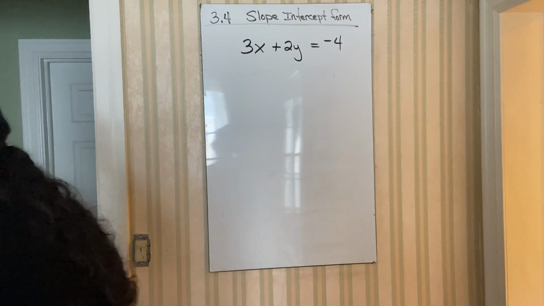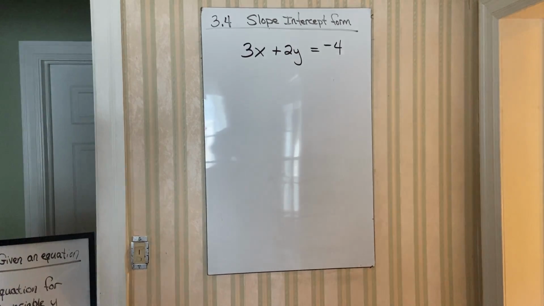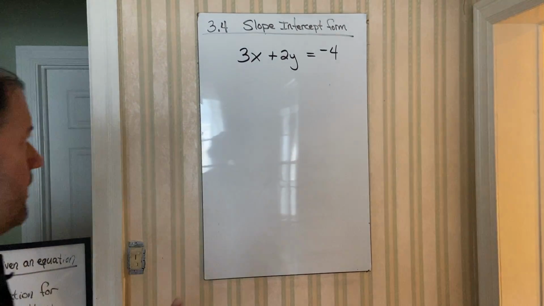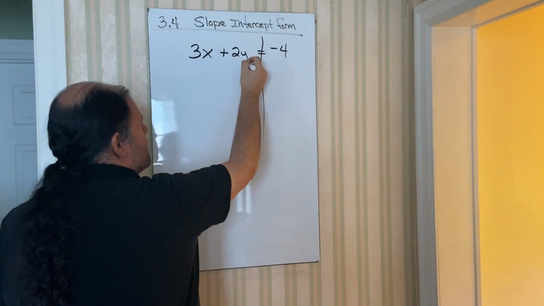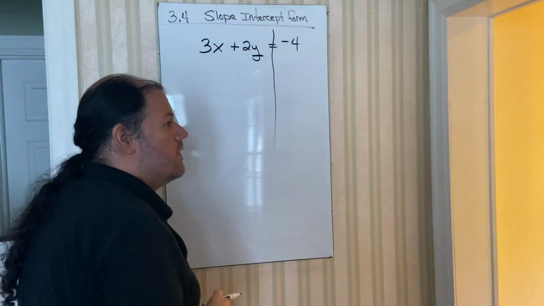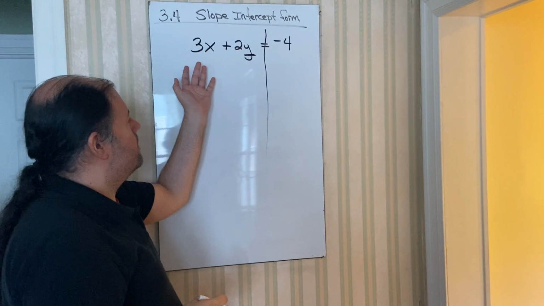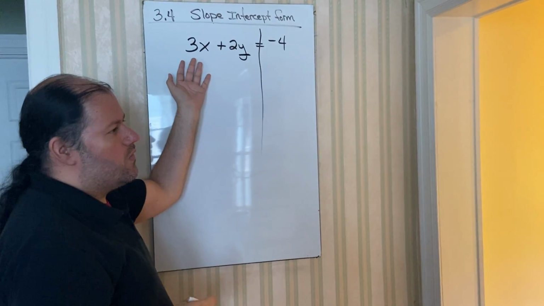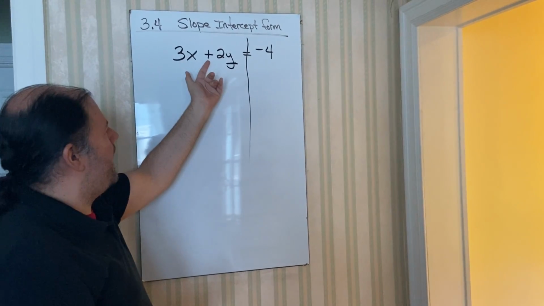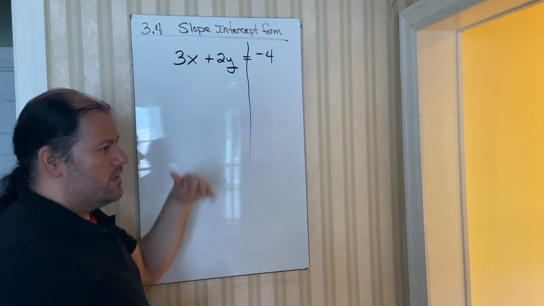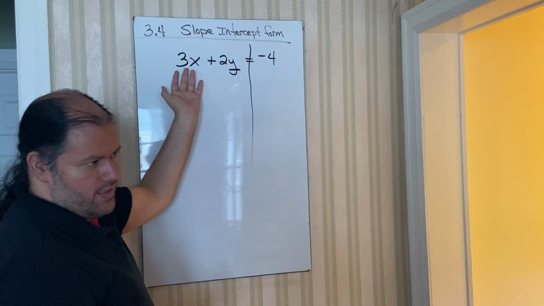So the first step we told you was underline the y. Remember, there's a left-hand side and a right-hand side because it's an equation. So let's underline the y. Then we're going to see if anything's added or subtracted to the y. See how the 3x is added to this y term? So we're going to have to move.